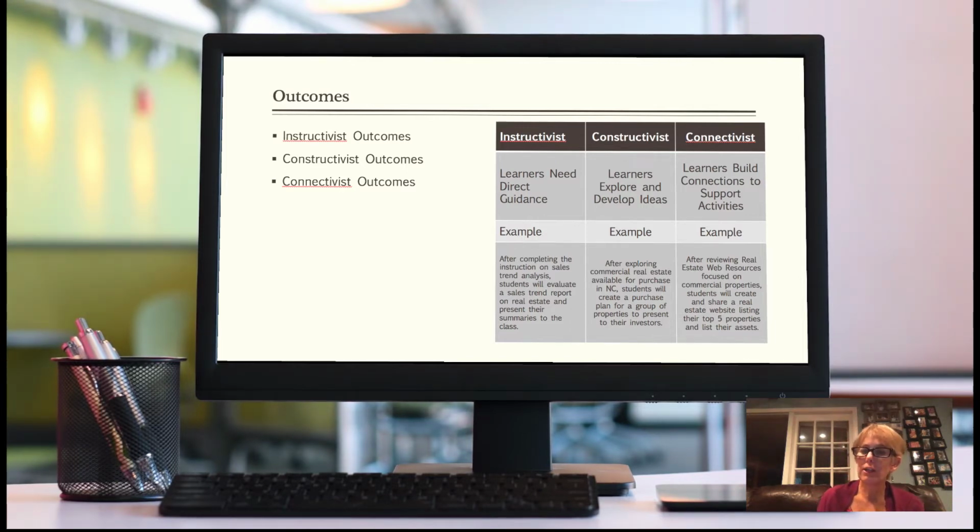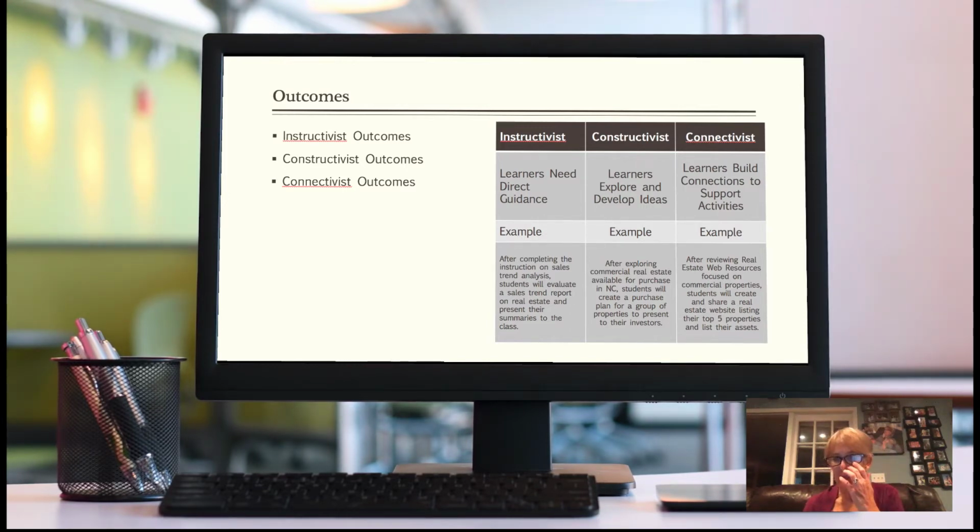And then from the constructivist approach, learners will explore and develop ideas. An example of a constructivist outcome: after exploring commercial real estate available for purchase in North Carolina, students will create a purchase plan for a group of properties to present to their investors.